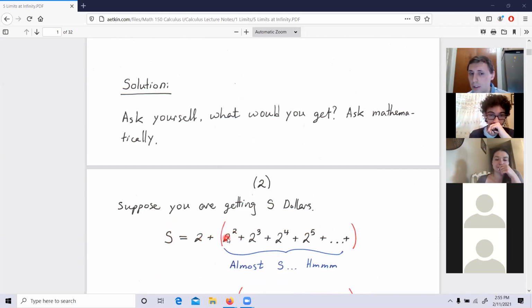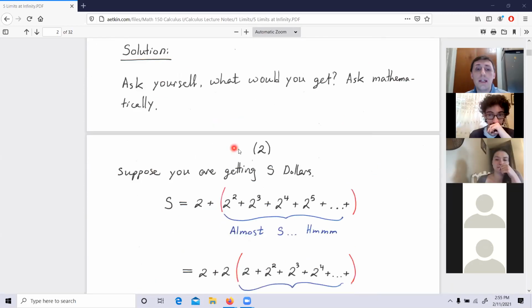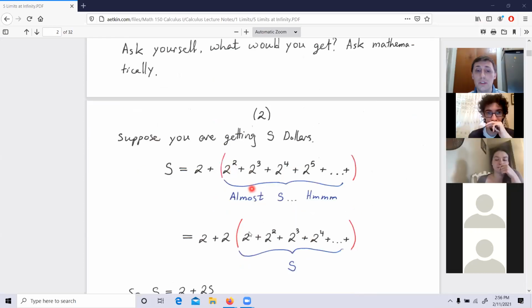It's one pile of $2, another pile of 2 square dollars, 2 cube dollars, 2 to the 4th, 2 to the 5th, etc. And then let's look at this pile very carefully. Do you see that what I placed in the red parentheses looks very similar to the original sum? Do you agree? Because it's unending. It just starts with 2 squared, but other than that, it looks like the original sum. What do I do to figure out what this thing is?